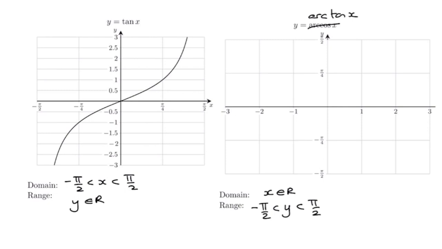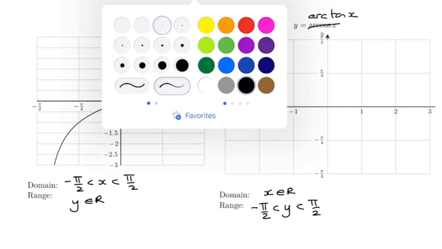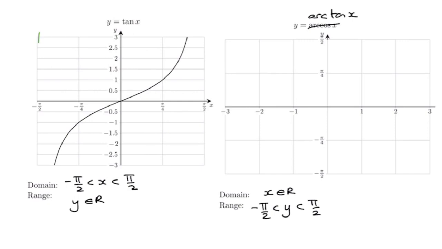Now, remember, for the tan graph, and I'll do it in green, we have a vertical asymptote at pi over 2 and a vertical asymptote at negative pi over 2. So vertical asymptotes become horizontal asymptotes. Okay, so there's a nice horizontal asymptote at pi over 2 and another one at negative pi over 2.